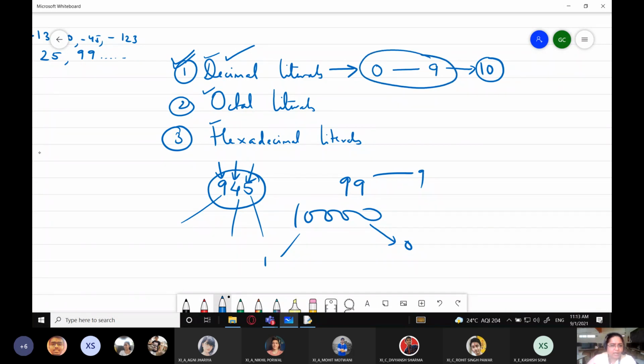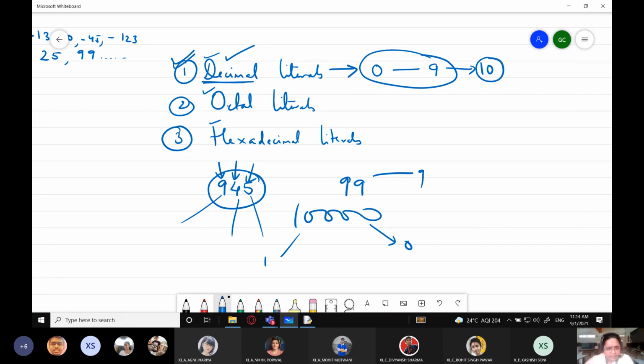Got it? So Agni, that decimal which we are talking about, the decimal point, will come in the next category, that is floating point. So this term decimal refers to the decimal number system, right? Yes, ma'am. The number system which we follow in mathematics.